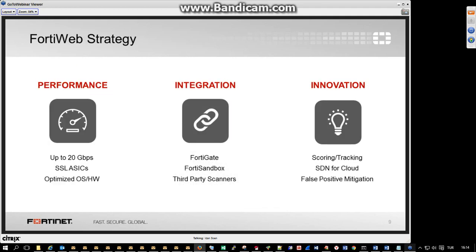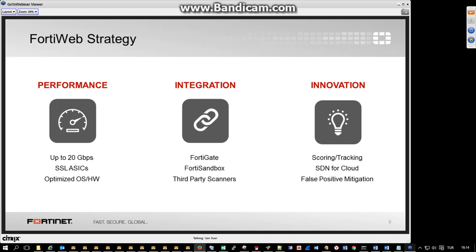So moving on to the product functionality and features, in the past year we've put together a strategy for the product. It's really about 3 buckets: performance, integration, and innovation. When it comes to performance, we have set a goal to ourselves to provide the fastest hardware, which we have up to a 20 gig solution, but also the fastest solution out there. So I can guarantee you that if you take a specific CPU and install our solution and compare it to the competition, we can squeeze a lot more performance than the competition. We've got SSL ASICs in there, an optimized operating system and hardware, obviously. It's all built by Fortinet.